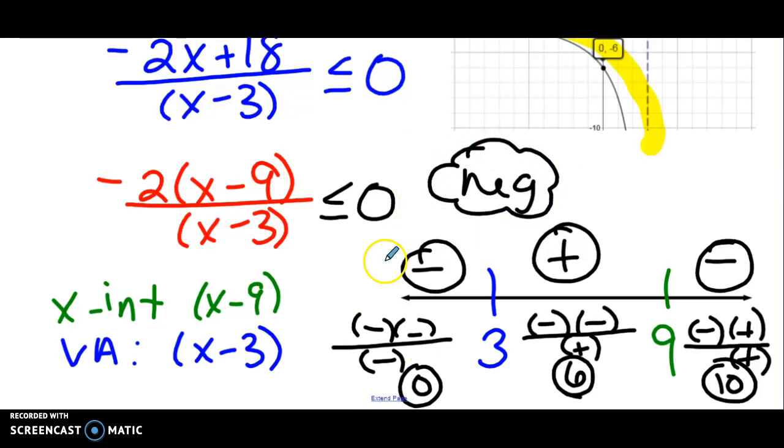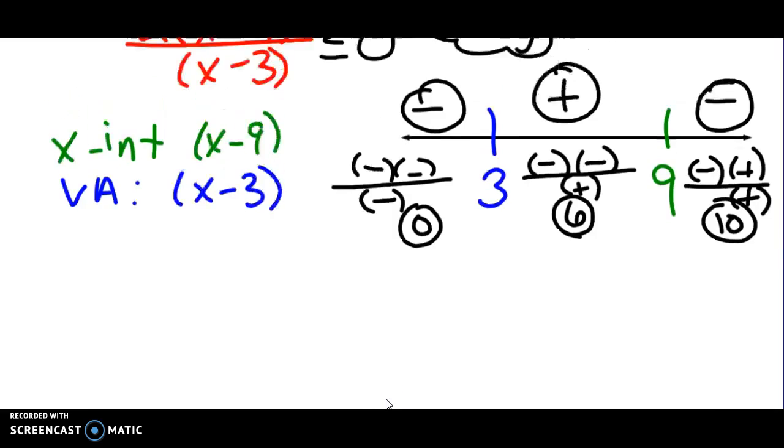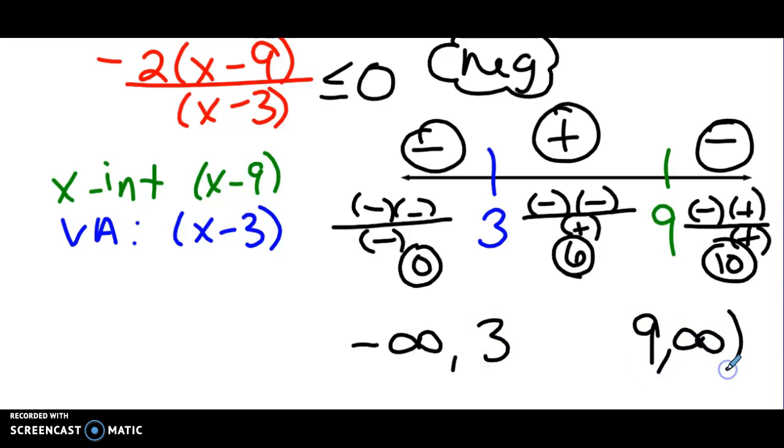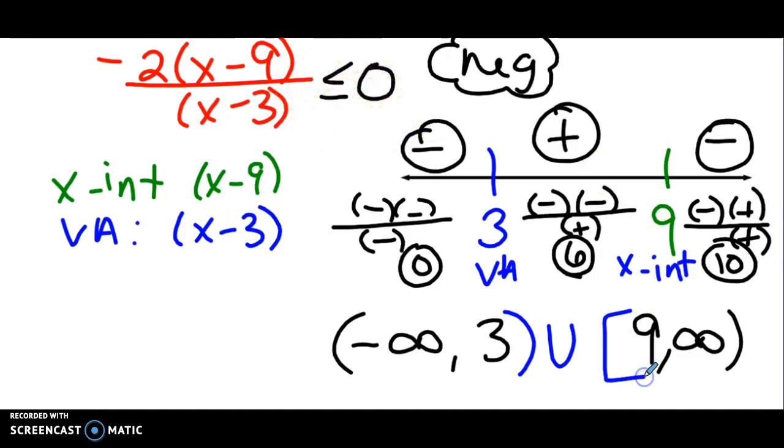Our negative values are values less than 3 and values bigger than 9. So our interval notation becomes negative infinity to 3 and 9 to infinity. But we need to know if we're putting parentheses or brackets on these values. So if 3 is a vertical asymptote, it's a discontinuity and can't be included. If 9 is an x-intercept, as long as the function can be equal to 0, then we would want to include that value.